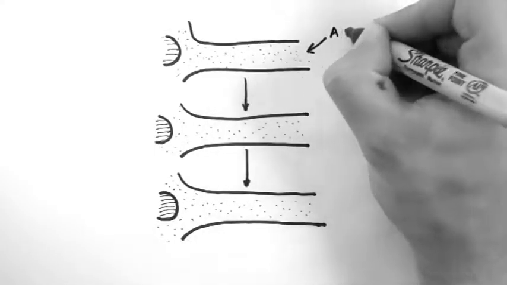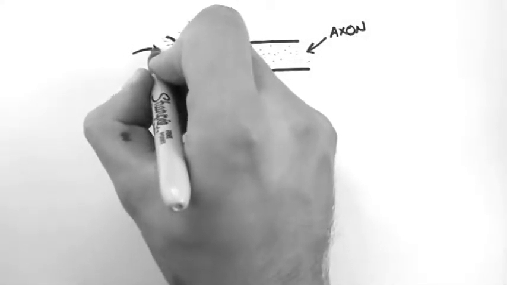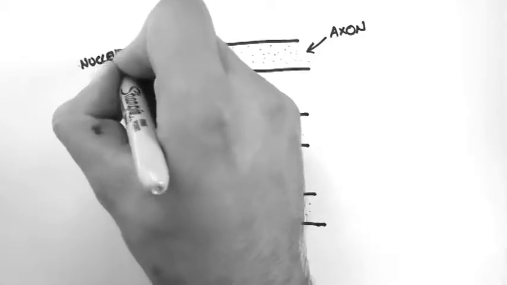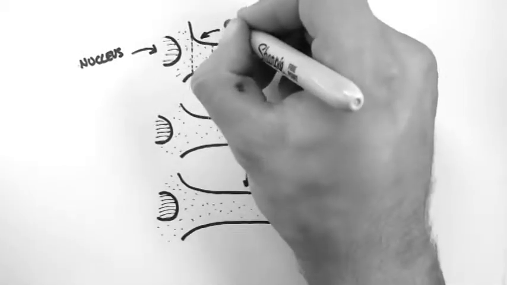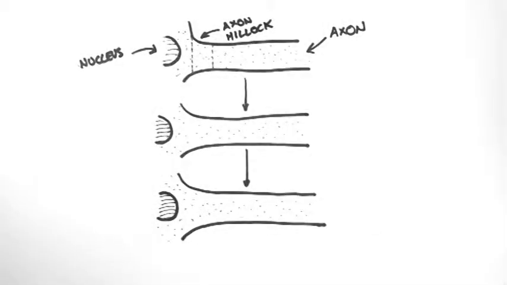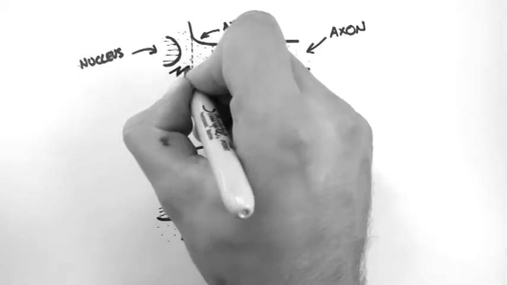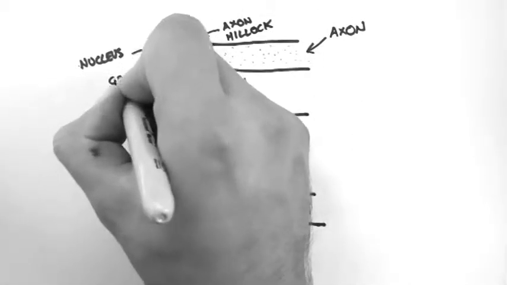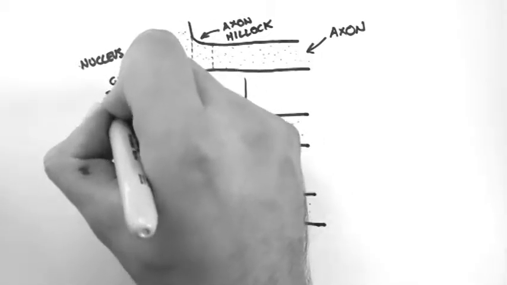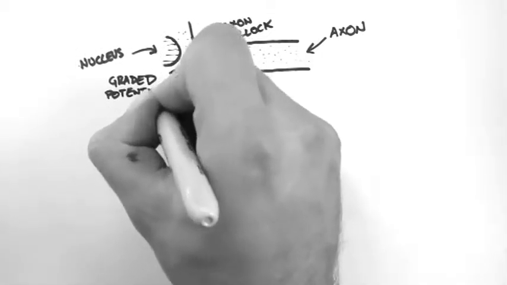So let's get oriented. This is the axon and this is the nucleus in the body of the neuron. And this segment here is called the axon hillock. The axon hillock is where action potentials begin. So a stimulus is applied to the axon hillock, and usually this stimulus is what we call a graded potential.